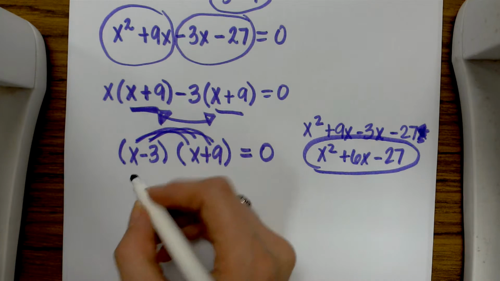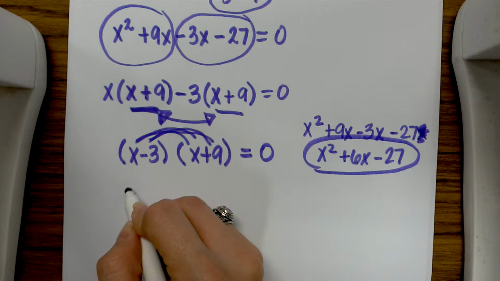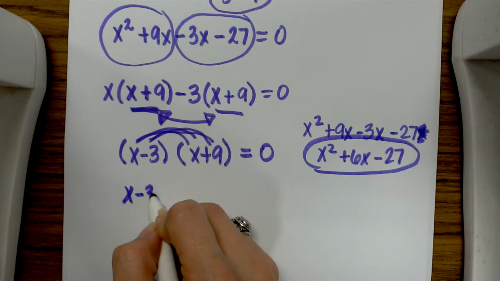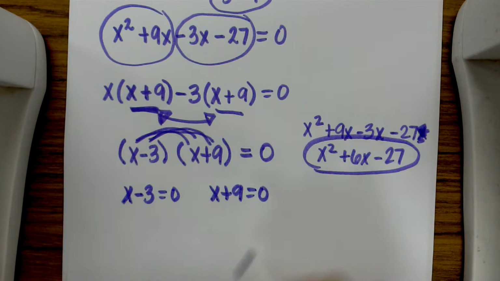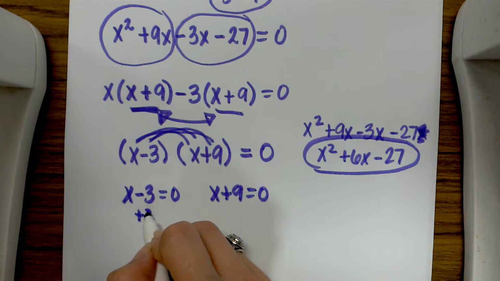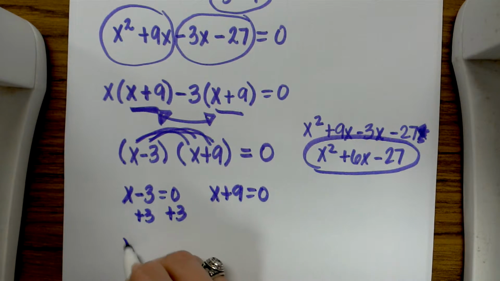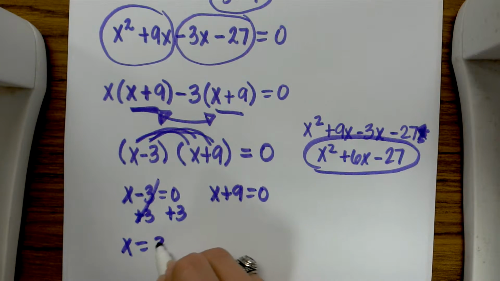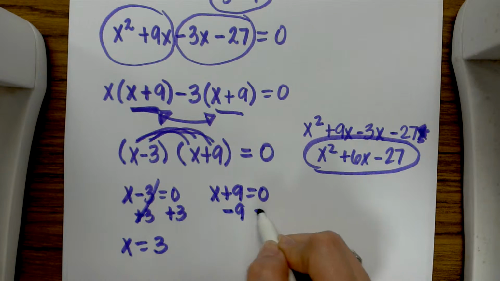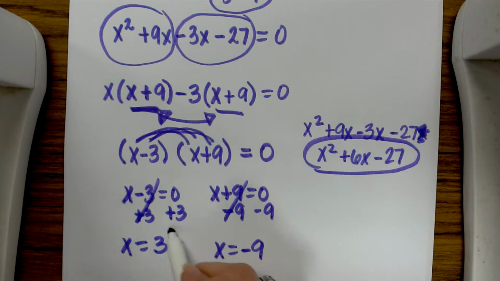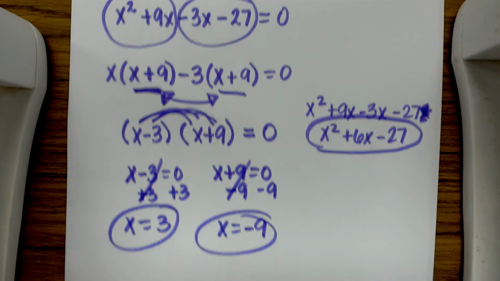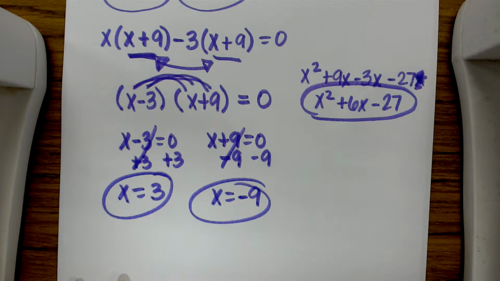Now all we have to do is solve. So we have x minus 3 is equal to 0 and x plus 9 is equal to 0. I'm going to add 3 to both sides. X is equal to positive 3, and I'm going to subtract 9 from both sides. X is equal to a negative 9. These are my solutions. X is equal to 3, and x is equal to negative 9.